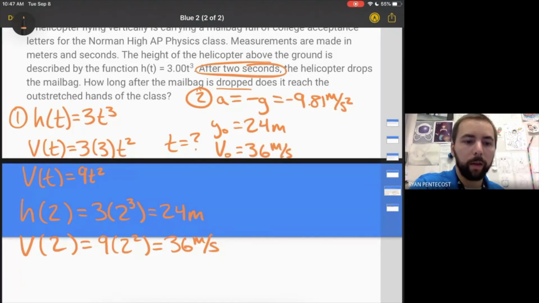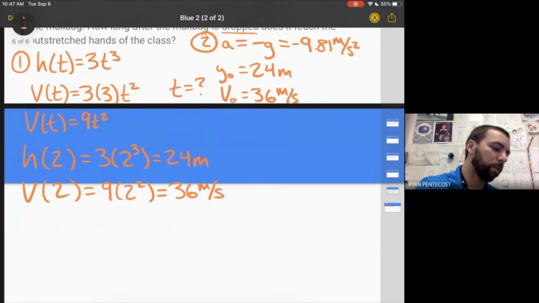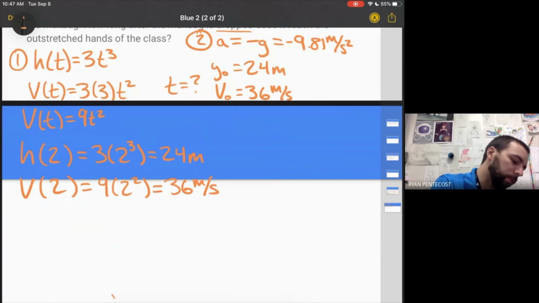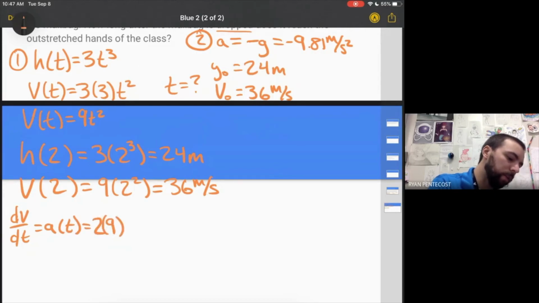Okay, that's all we really need from the first part, because after 2 seconds, that function doesn't have any use for us anymore. Now, interestingly enough, the reason why we have to use a function instead of kinematics for that first part: if we take the derivative of that velocity with respect to time to get the acceleration function, you would have 2 times 9, and then t to the 2 minus 1 is 1. So then you've got an acceleration of 18t.